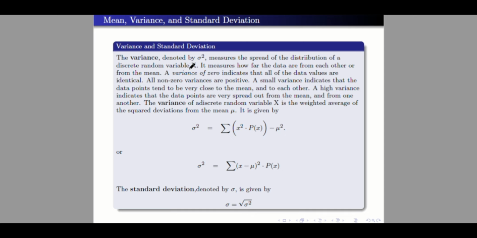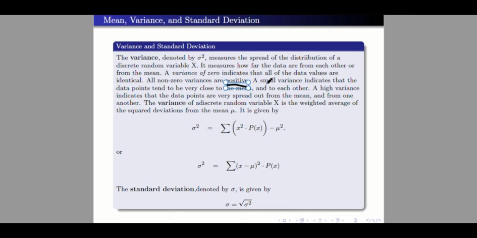Non-homogeneous means heterogeneous. So a variance of 0 indicates that all of the data values are identical. All non-zero variances are positive. So take note, it can never be negative. As well as with the standard deviation, it cannot be negative. Variance and standard deviation are always positive.